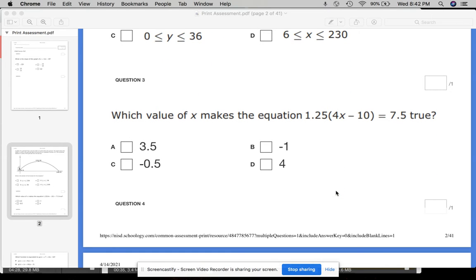Question 3. Which value of x makes the equation 1.25(4x minus 10) equals 7.5 true? A, 3.5. B, negative 1. C, negative 0.5. D, 4.